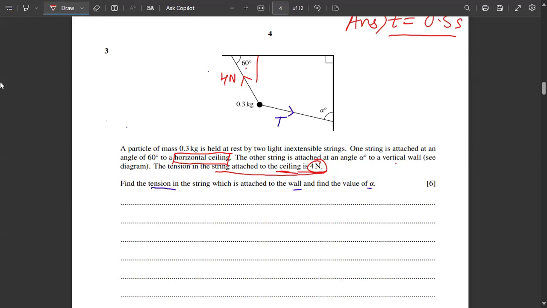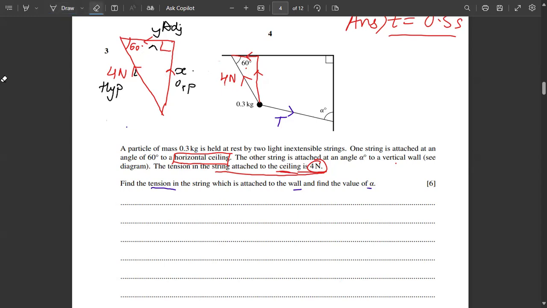I can resolve it by saying that some part of this force will act upwards and some part will act to the left. This I can shift it up here and make an arrow like this. Now this forms a 90-degree triangle. Let me redraw the 90-degree triangle here. So this is 4 Newton. This is 90 degree. This is 60 degree. Let this be X and this be Y. So this is the opposite side. This is the adjacent side. And this is the hypotenuse side.